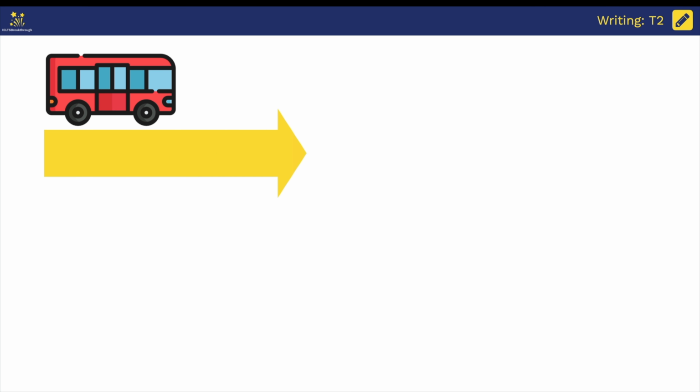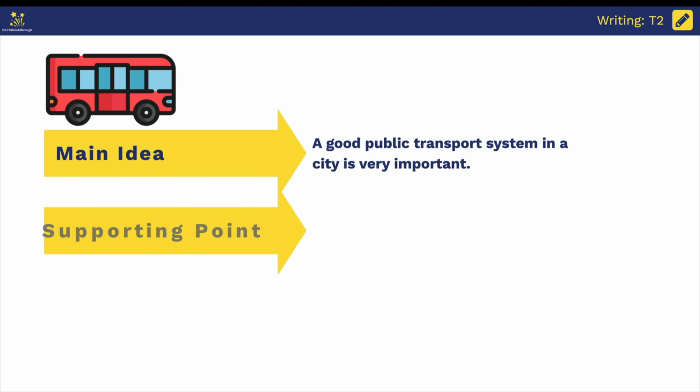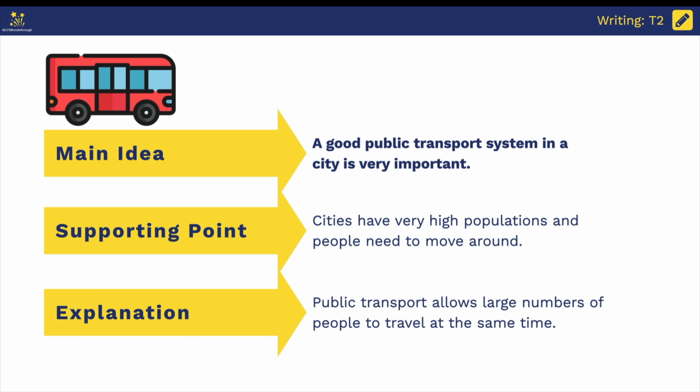Here is another example for you. M, main idea. A good public transport system in a city is very important. S, the supporting point. Cities have large populations and these people need to move around all at the same time. E, explanation. Public transport allows large numbers of people to travel around at the same time.